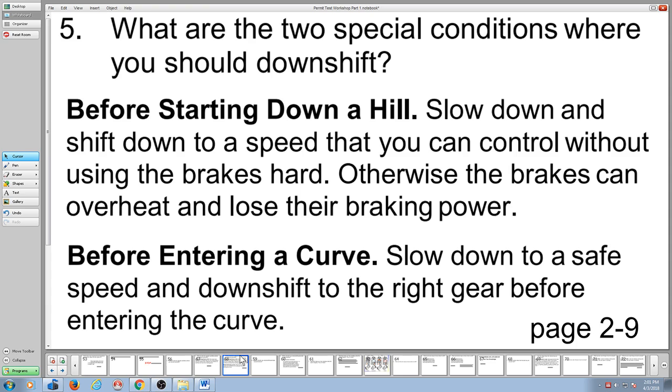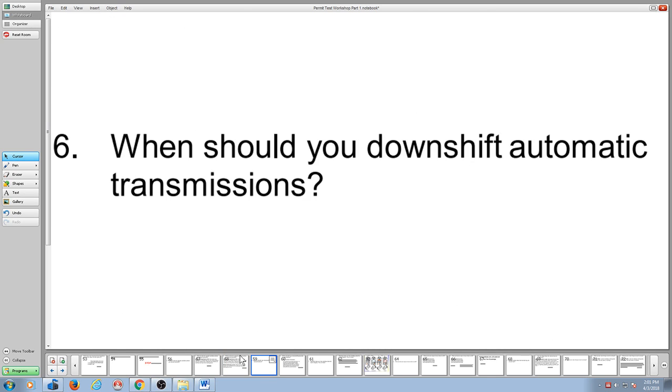Now, slowing down before you enter a curve is really important, because if you're going pretty fast, let's say your trailer's fully loaded, the contents shift a little bit, you're more than likely going to roll over. It's very possible. So you want to make sure, especially if you're driving in Minnesota in the winter conditions, or anywhere really in winter conditions, you never know if there's going to be a patch of ice there. So it's better to go slower. When should you downshift automatic transmissions?